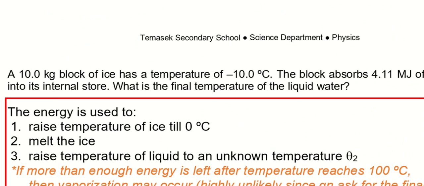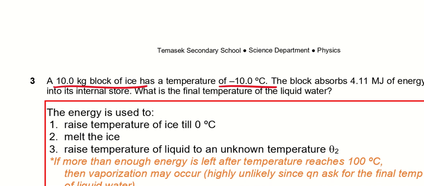A 10 kg block of ice has an initial temperature of -10 degrees Celsius.